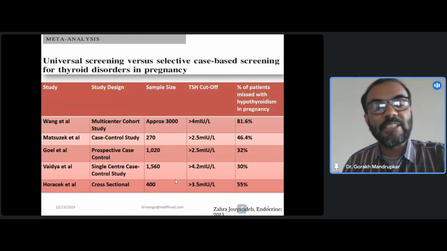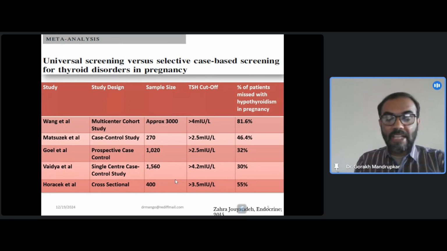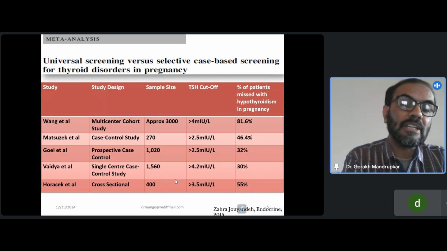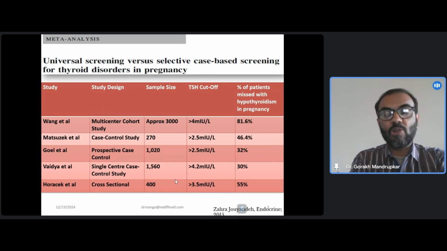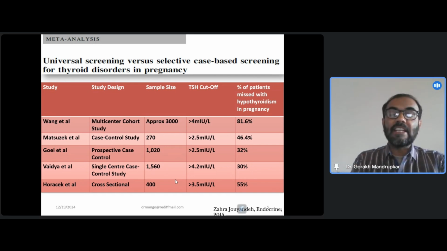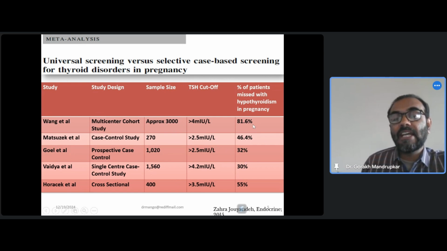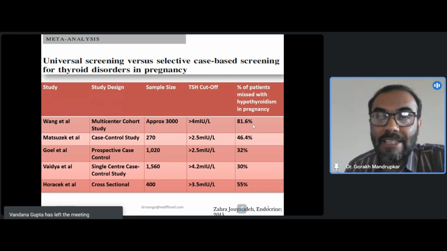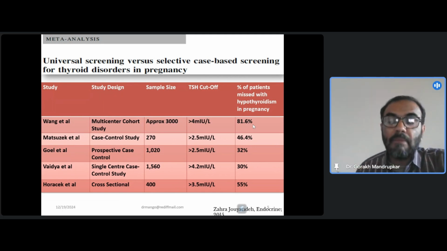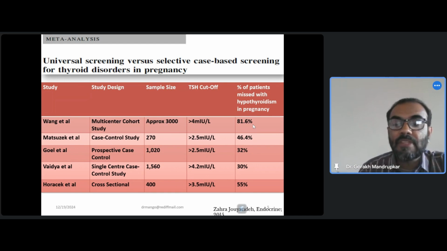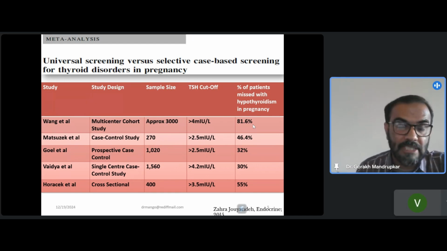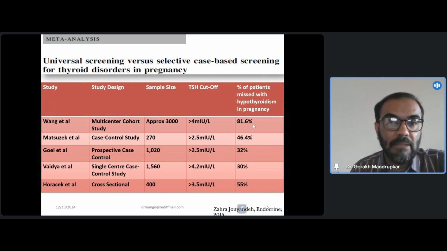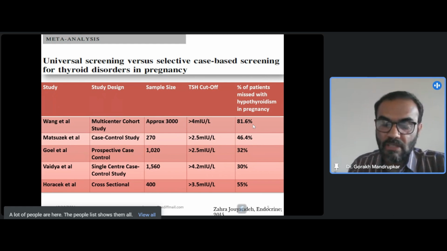And then there were so many studies, Wang, Goel, and even our Vaidya et al. Everybody compared whether universal screening or selective case-based screening for thyroid disorders in pregnancy is important. See the first line: almost 81% of the patients with hypothyroidism in pregnancy were missed when universal screening was not done. All the studies show somewhat the same. Some say 30%, some say 55%, some say 40%. That means a major chunk of patients is getting missed, because in many parts universal screening for thyroid disorders is not done.